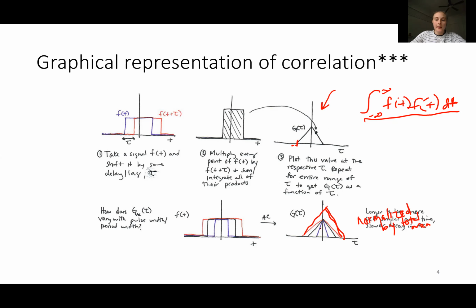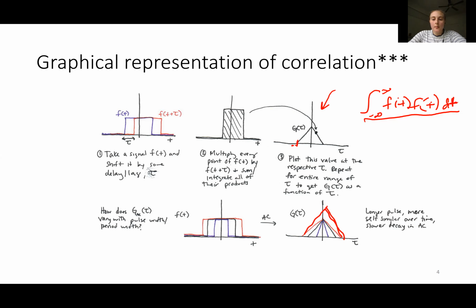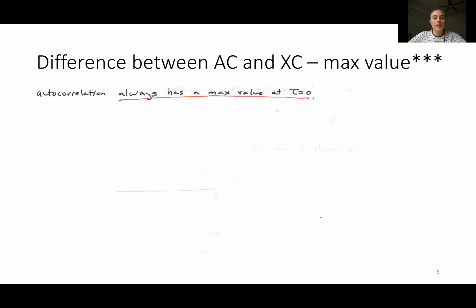Okay. So this point here is just at a longer pulse. It's more self-similar over time. It's slower to decay in the autocorrelation. So the point I made here with all of these plots, we all see a maximum value at tau equals 0. And this is something that's always true with autocorrelation, no matter what your signal is.